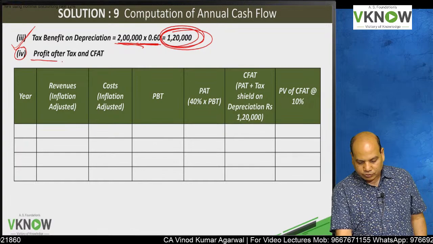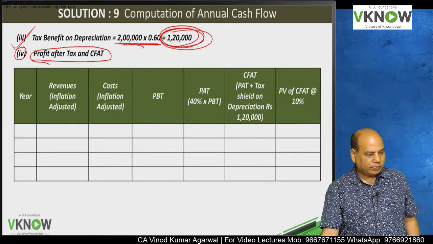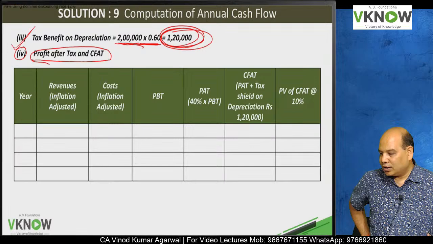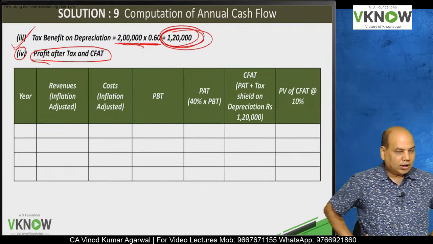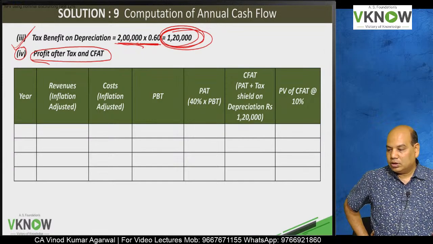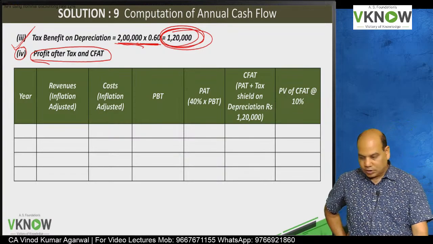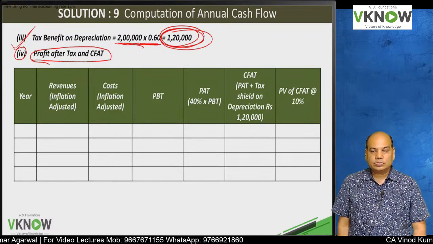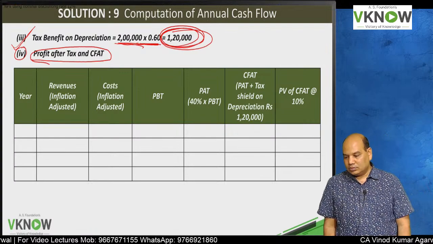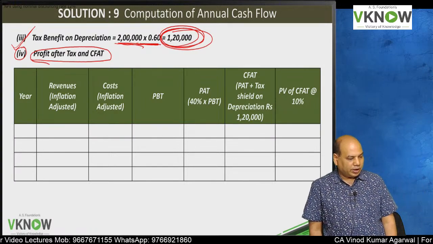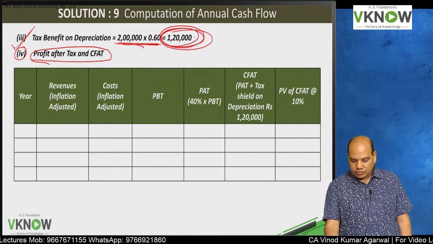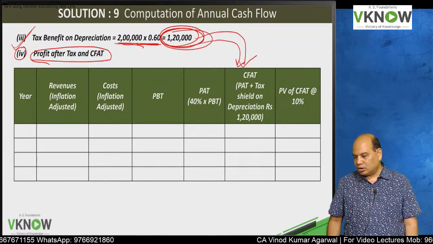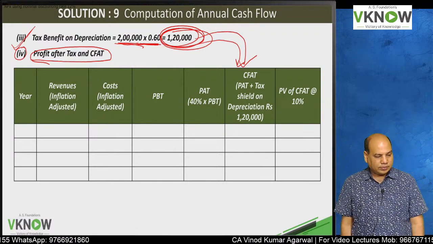Step number 4, write down profit after tax and CFAT. Under that, write down year, then revenue, inflation adjusted. Then write down cost, inflation adjusted. Then write down PBT. This time, in order to save time and columns, I will add depreciation tax shield directly in the second last column. That is also okay.